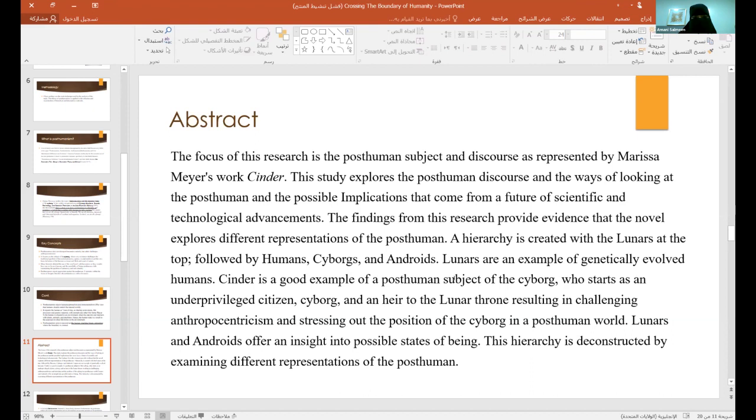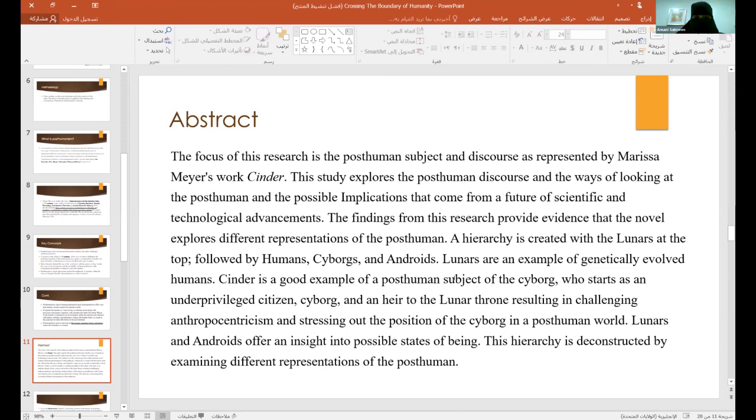capabilities. So for that definition, the humans in the novel ascribe to being post-human, the cyborgs, as I've mentioned, and androids having artificial intelligence, as well as sentience, as we can see in the novel, as they are able to feel, they are able to communicate, regardless of how they look. So the protagonist in the novel is called Cinder, and she's a good example of a post-human subject.